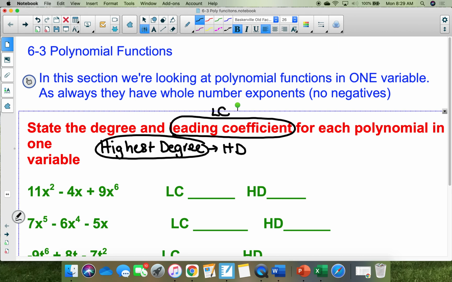So basically, you're going to circle the one that has the highest degree to it. And this one right here has the highest degree. And the highest degree in this problem is 6. So that's the first part of this assignment. And the number out in front of that highest degree is called the leading coefficient, 9. Okay, let's do a couple more of these.